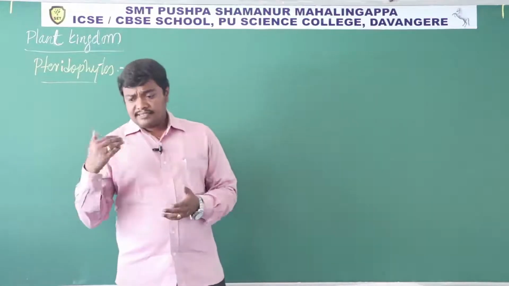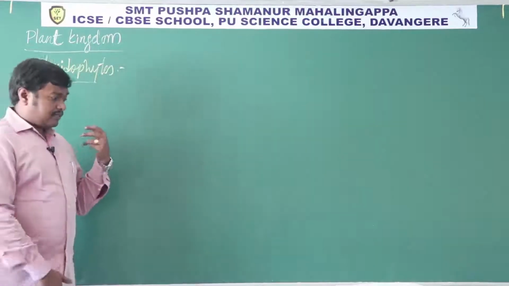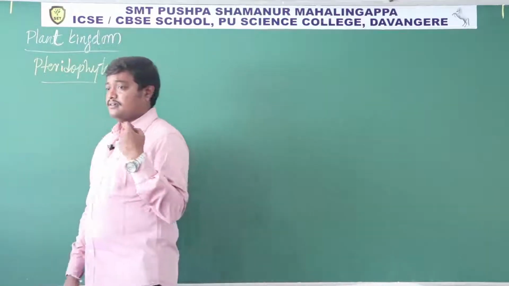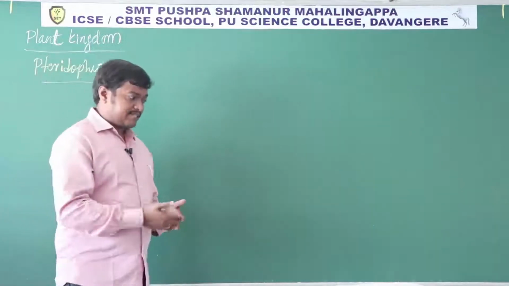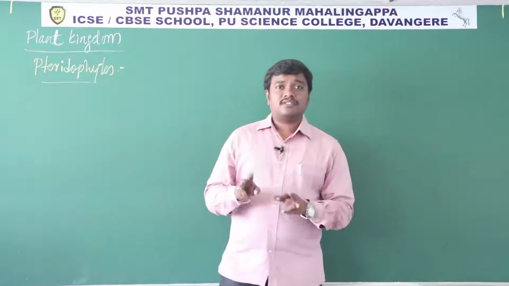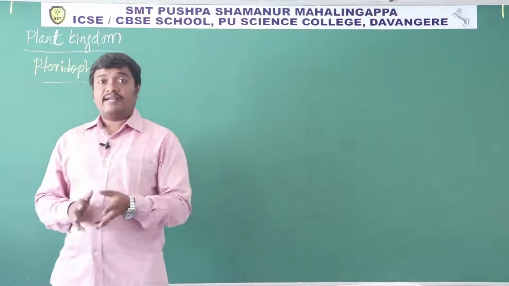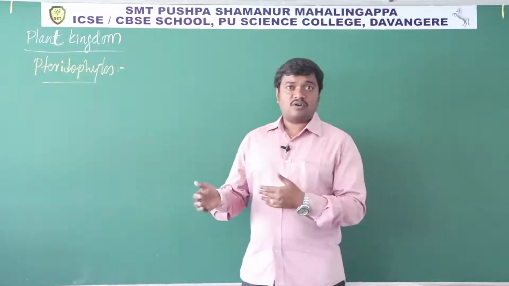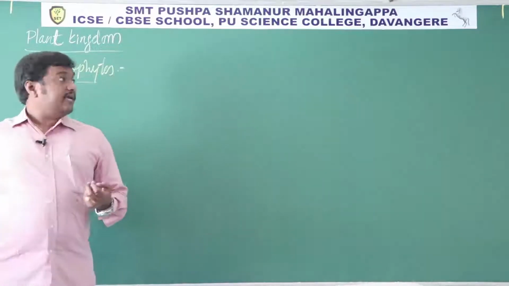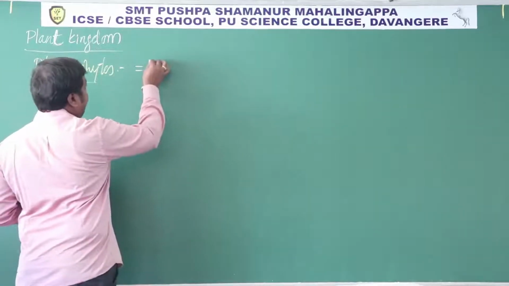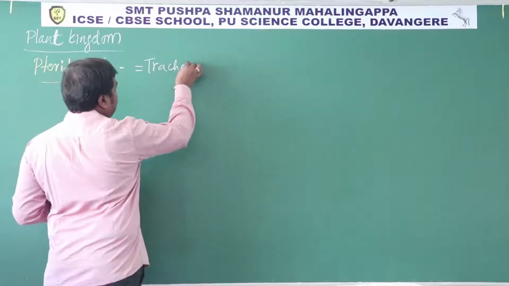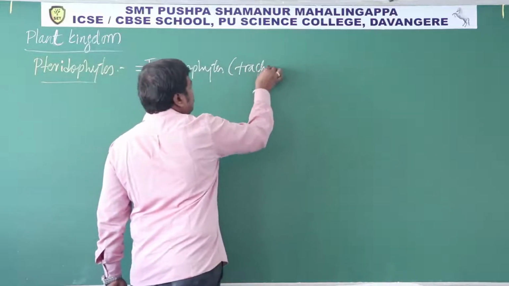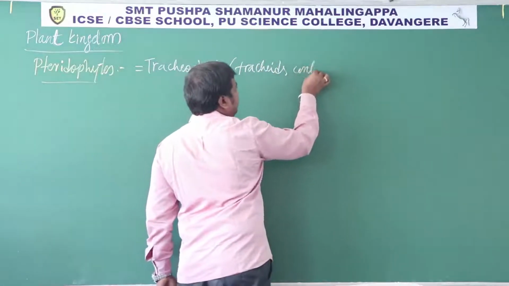Okay, and since they have that vascular system, there are of course two kinds: xylem, which transports water, and phloem, which transports food. In xylem you have two types of tube-like structures, tracheids and vessels. Since tracheids are first observed in pteridophytes, these are also called tracheophytes. So pteridophytes are tracheophytes. Tracheophytes means tracheid-containing plants.